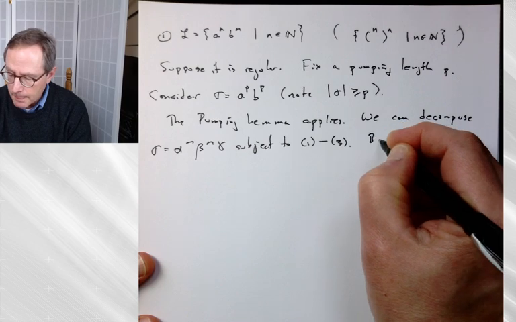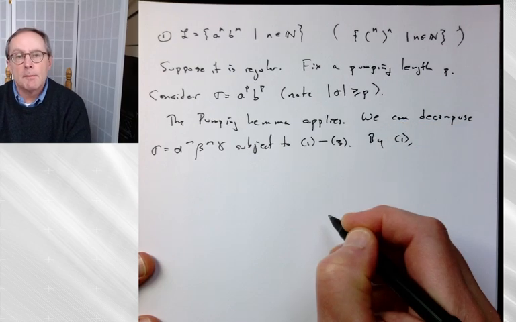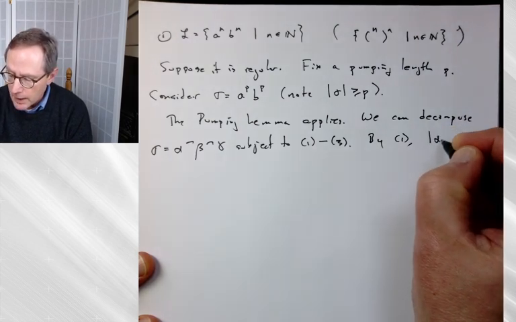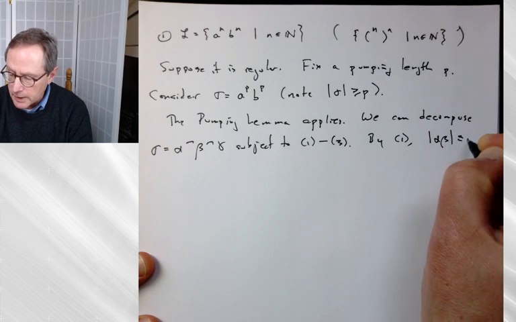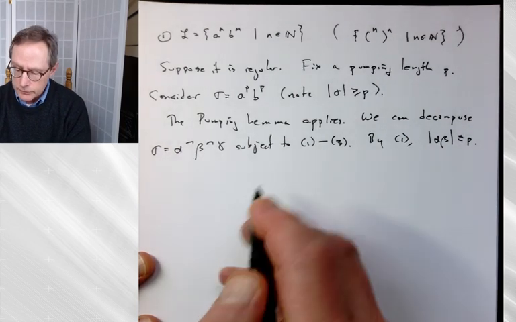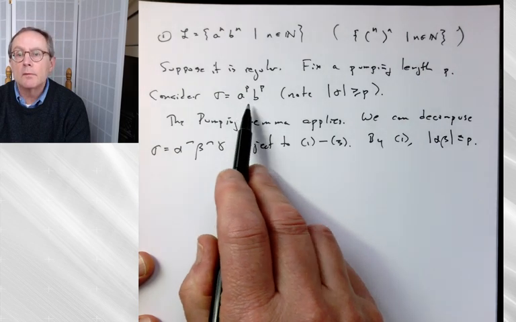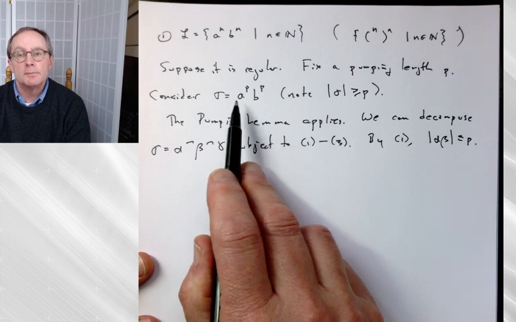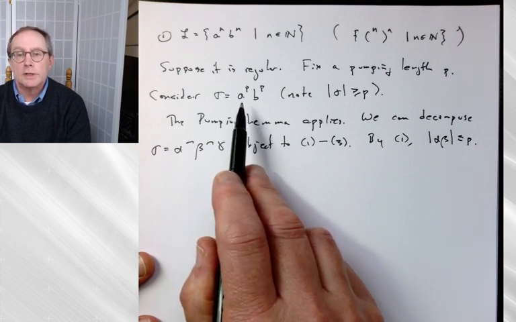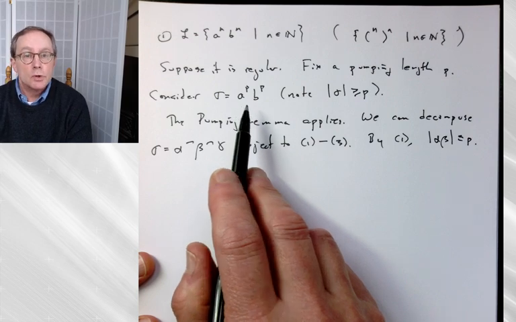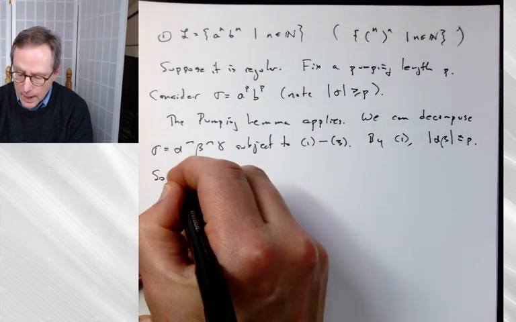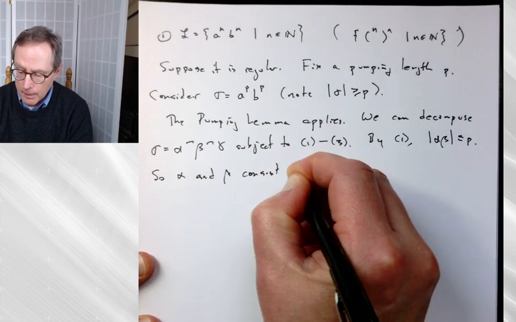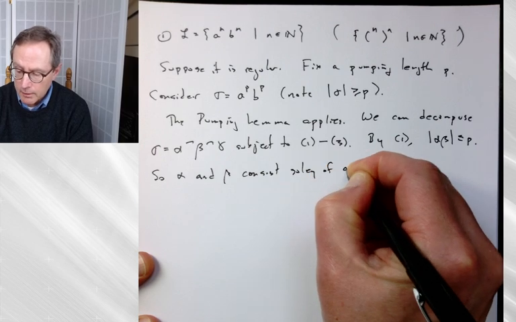By condition 1, the alpha and beta part together have length less than or equal to p. Well, look at the string. If the alpha and beta part together have length less than or equal to p, the first p characters are all a's. So that tells you that alpha and beta consist solely of a's.